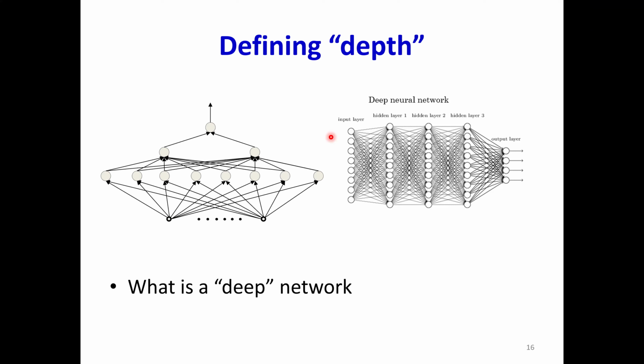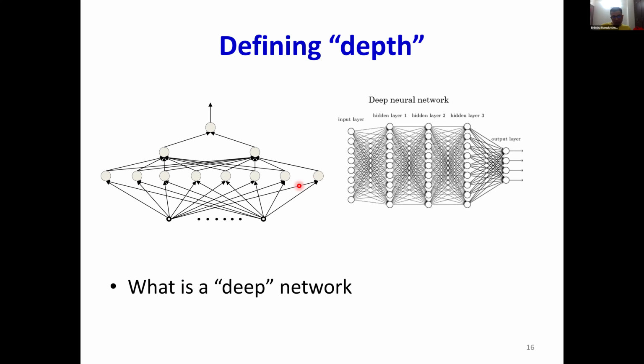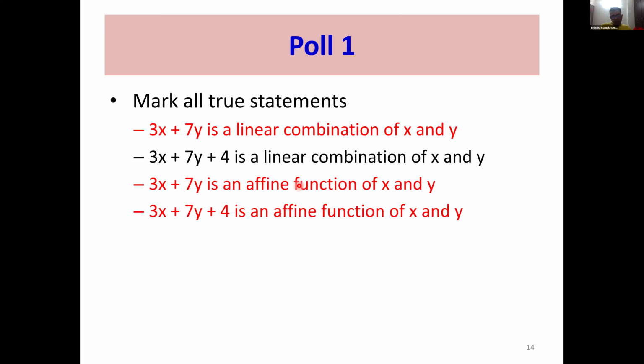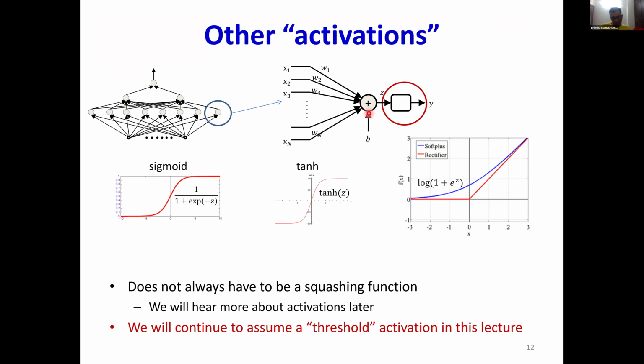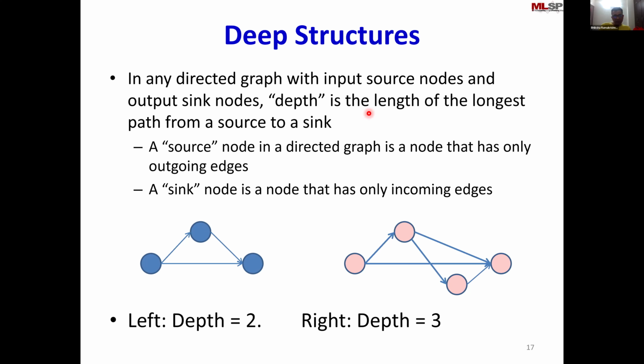Okay, so here's how we define deep structures. A perceptron is really this entire operation, which is computing an affine term and putting it through an activation. Second, in any directed graph with an input source and an output sink, the depth of the graph is the length of the longest path from source to sink. So in this graph, I've got a path of length 1. I also have a path of length 2. So the depth of this graph is 2.